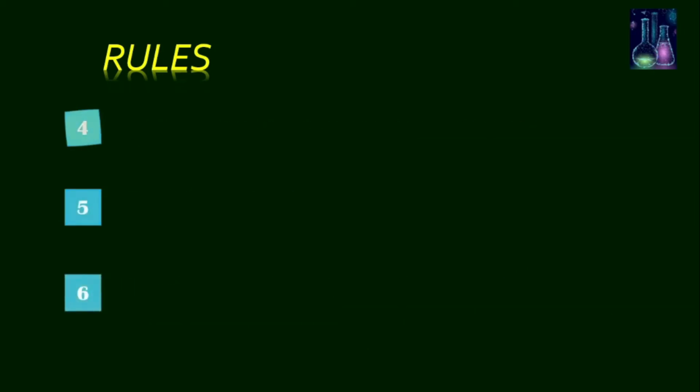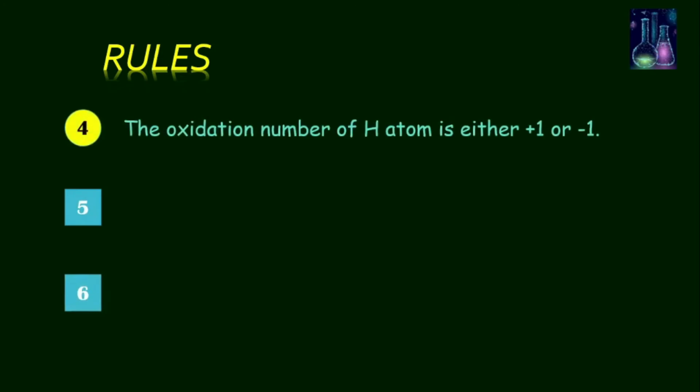Next, the oxidation number of hydrogen is either +1 or -1, and that depends. If hydrogen is bonded to an electropositive atom like sodium, potassium, or calcium, it will show a -1 oxidation state, because sodium is +1. If hydrogen is bonded to an electronegative atom like bromine, chlorine, fluorine, or nitrogen, then it will show an oxidation state of +1. So hydrogen can be either +1 or -1 depending upon the atom to which it is bonded.